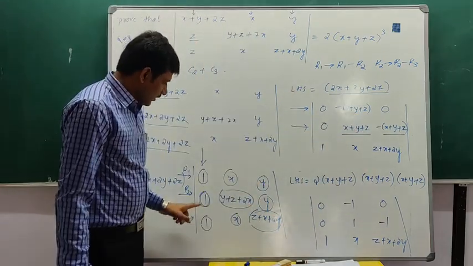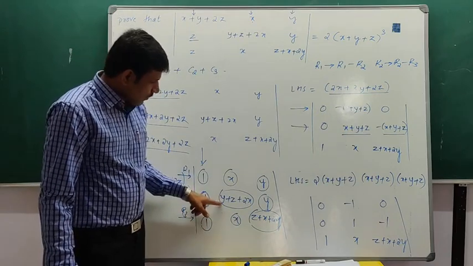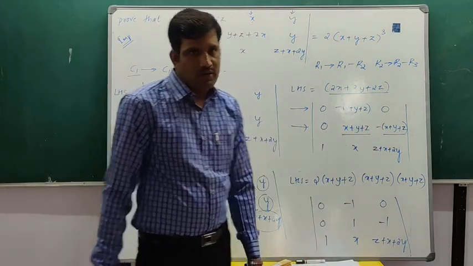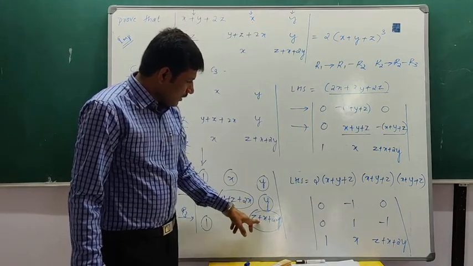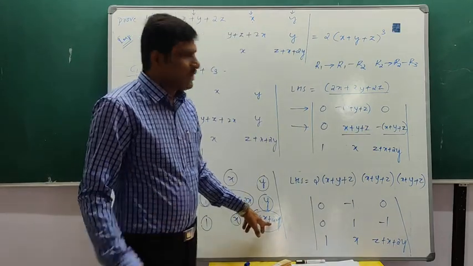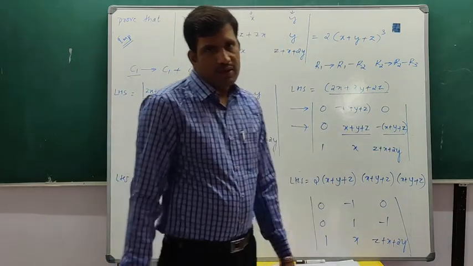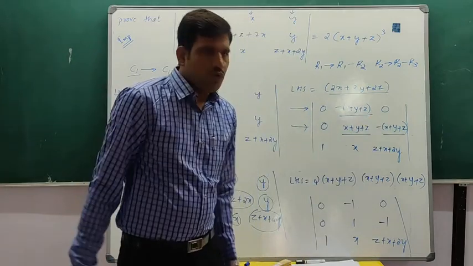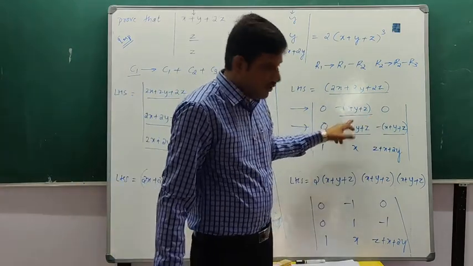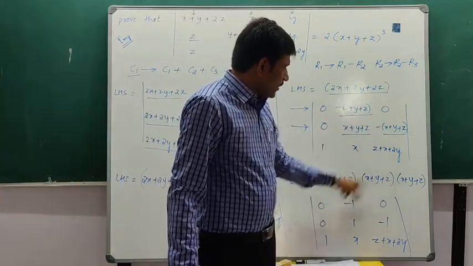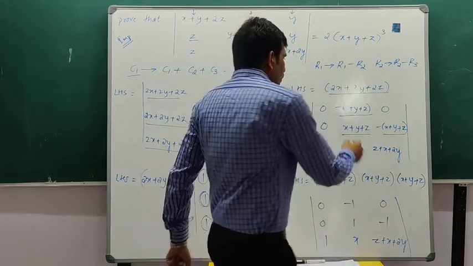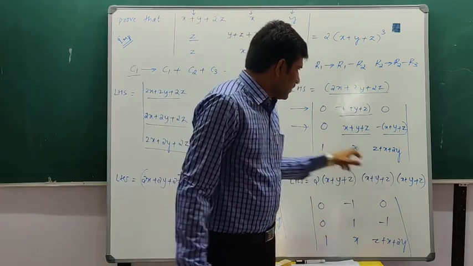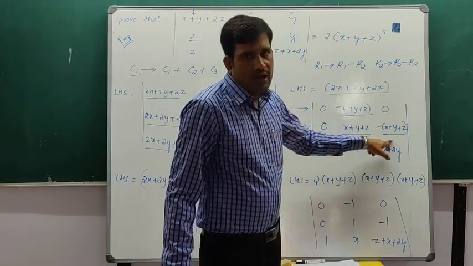Next R2 minus R3: 1 minus 1 is 0, y plus z plus 2x minus x, so that is nothing but x plus y plus z. Similarly, y minus z minus x minus 2y, so that is minus of x plus y plus z. Next, in the next step, I am taking x plus y plus z common in the first row. When you take x plus y plus z common, that will become 0, minus 1 and 0. In the second row, again I am taking x plus y plus z common. When you take it common, this is 0, 1 and minus 1.